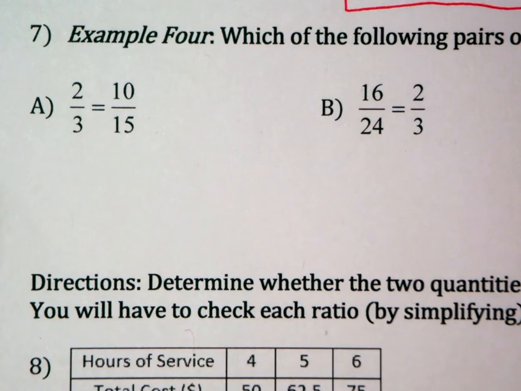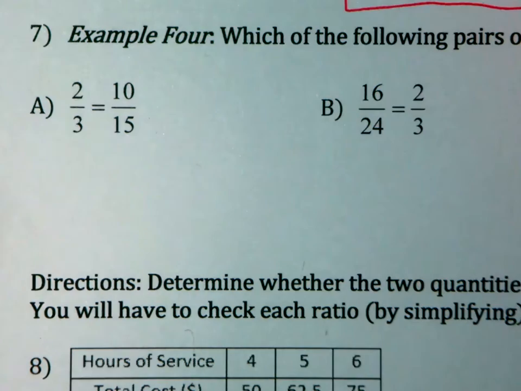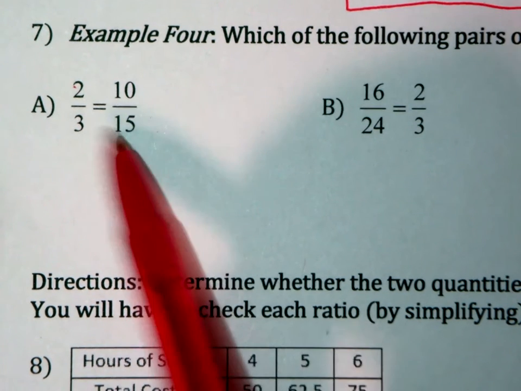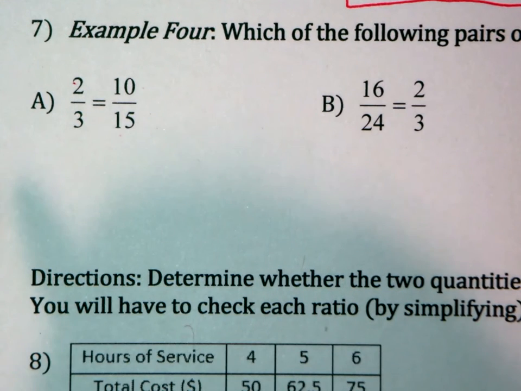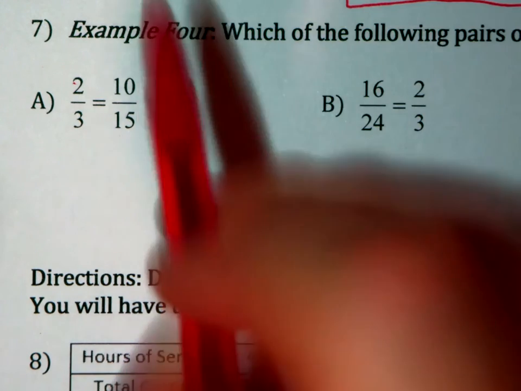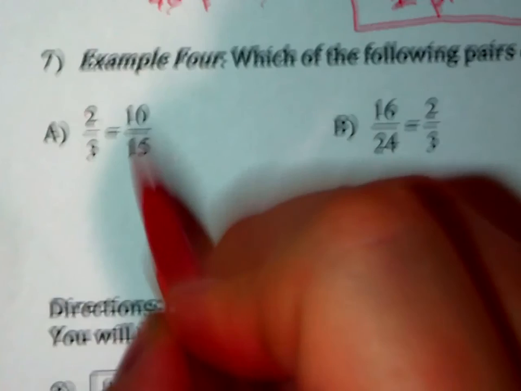Problem number 7 asks, which of the following pairs of ratios do not form proportions? And we've learned a couple of different ways of determining proportionality, but I'm going to show you the way that truly applies to what I taught for this particular portion of this unit. And we taught that when you cross-multiply terms, the cross-multiplied values should equal each other if the two ratios are proportional. So 2 times 15 is 30.